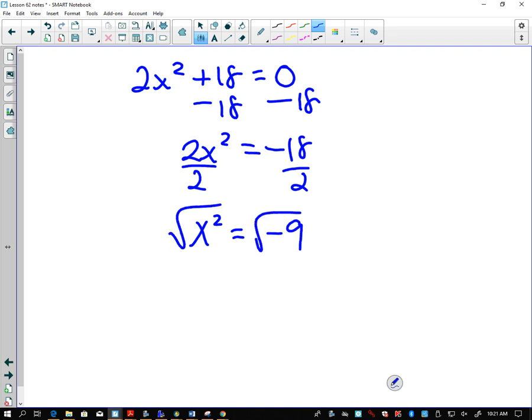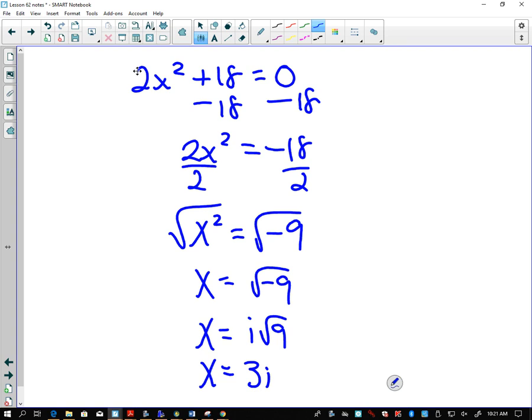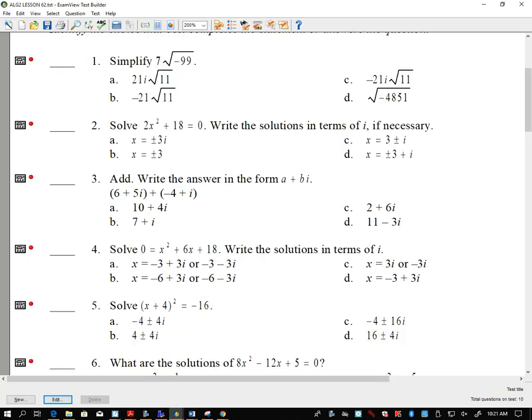What do you need to do to both sides now? Square root. So x equals the square root of negative 9, right? What can I take out of that? i. Okay, so I got x equals i radical 9. Can I square root 9? What do you get? I get 3i. Okay, let's come back and see if that's a possibility. Let me go back here and explain.